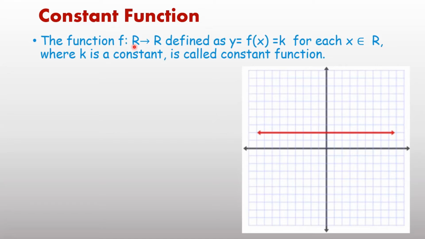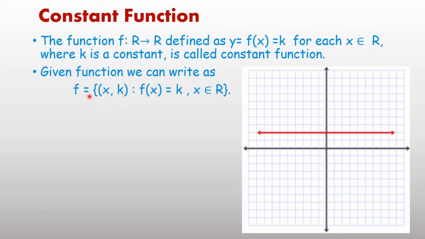Reason? Because the domain of this function is real numbers, and it is also R, meaning the codomain is also real numbers. A function whose domain and codomain are real numbers is known as a real function. F: R to R is known as a constant function if f(x) equals k for every value of x. Whatever value of x you take, the value of f(x) will be k, that is constant, and it is known as a constant function.